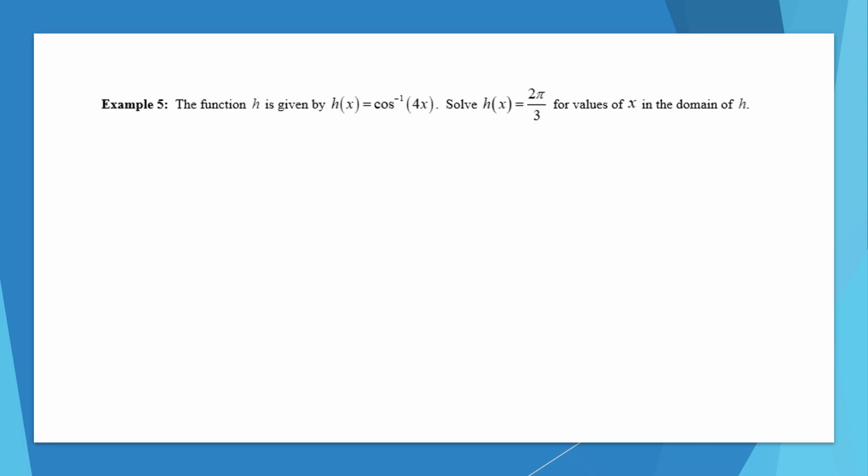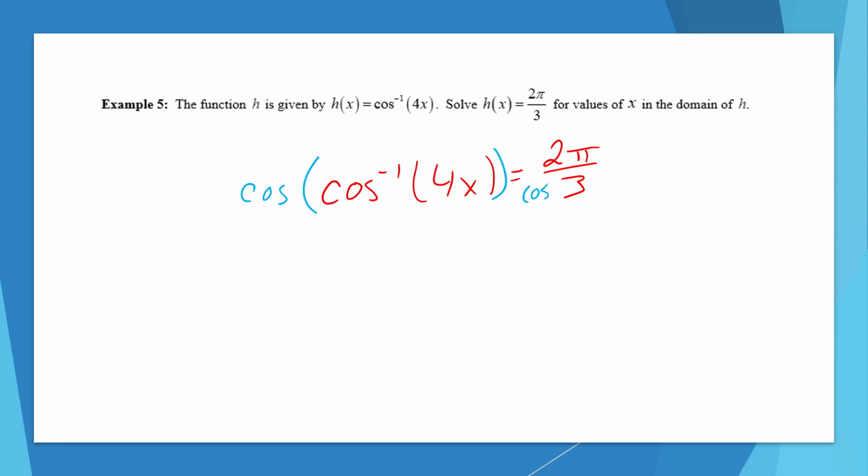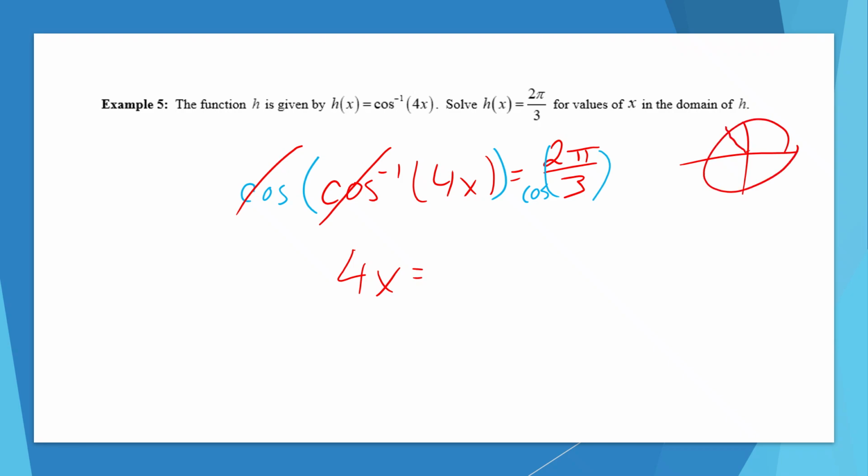All right, example 5. We have inverse cosine of 4x equals 2 pi over 3. And so here we don't have anything that we have to deal with, so we can just start by taking cosine of both sides. And we should get 4x equals cosine 2 pi over 3. Remember, if you don't have your unit circle, 2 pi over 3 is right here. That's a 60-degree reference angle. Cosine of 60 degrees is 1/2, but it's in the second quadrant, so it should be negative 1/2.